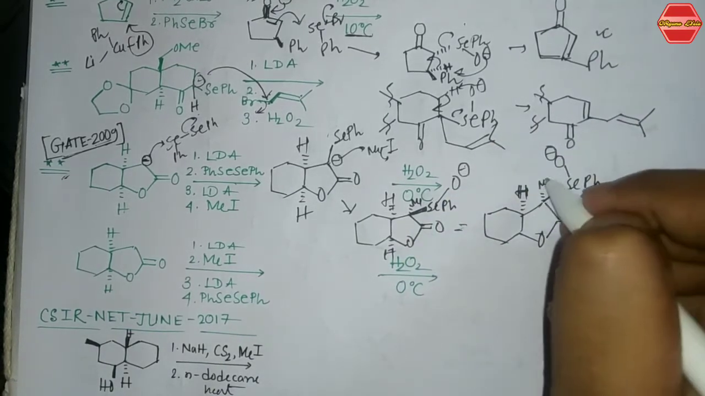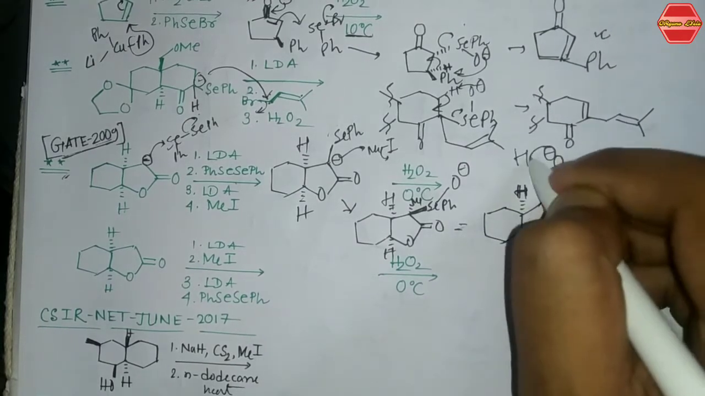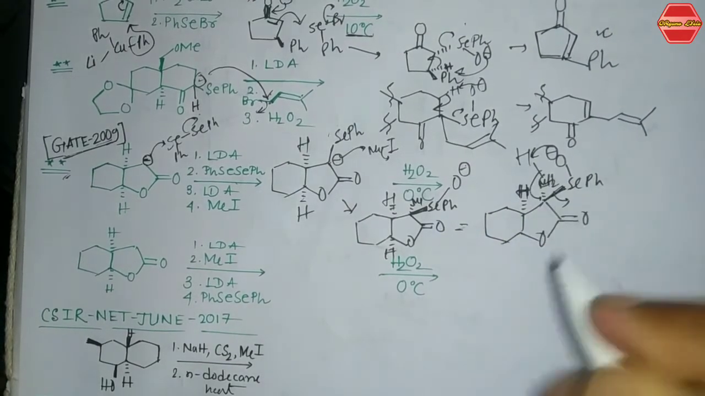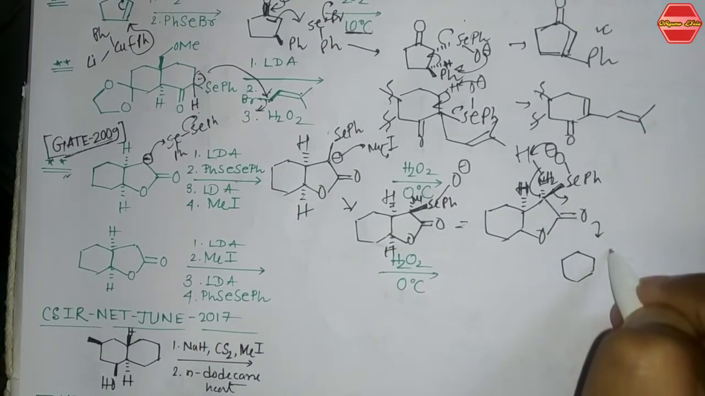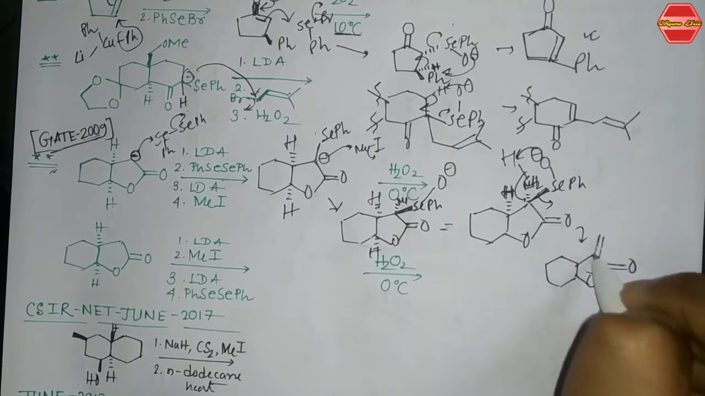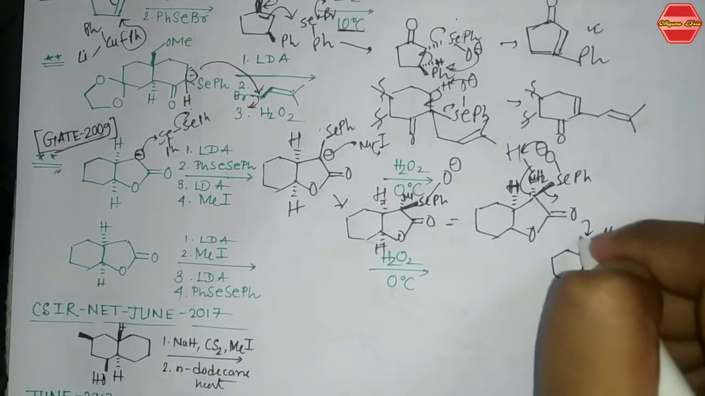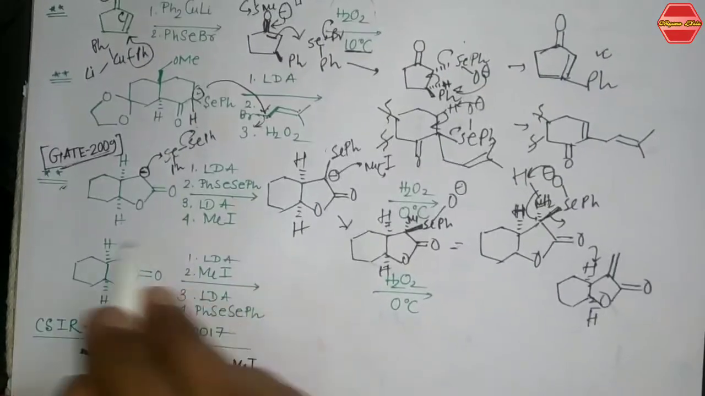So that is why this O minus directly takes a proton from here and leaves the system in this way. That is why you are getting the final product like this one, right? That is the product. Now a similar condition, you have this one.